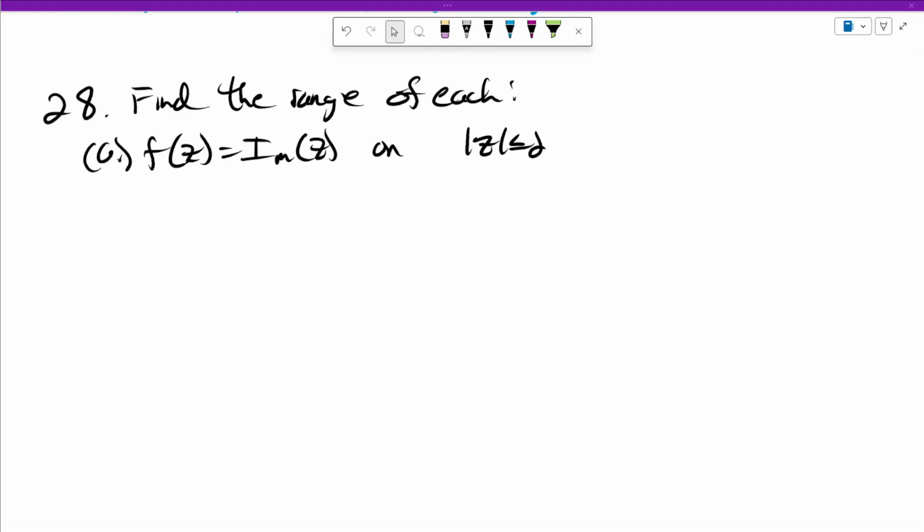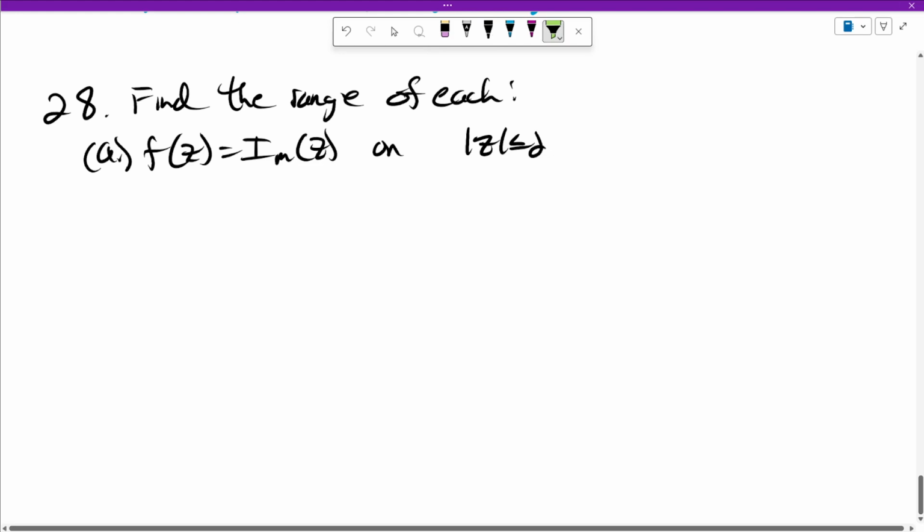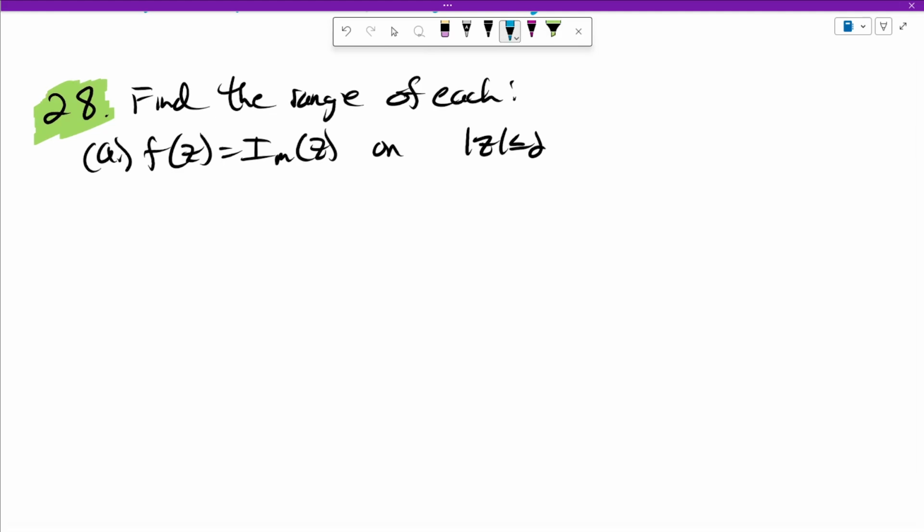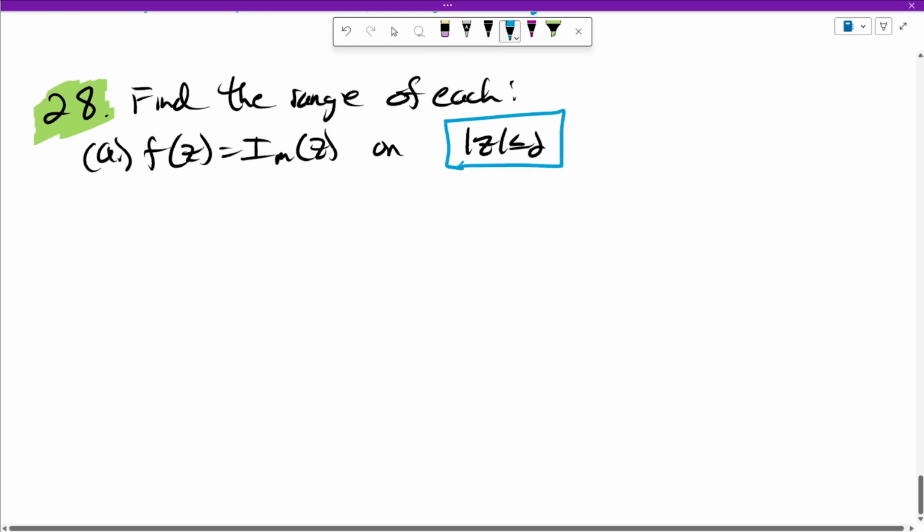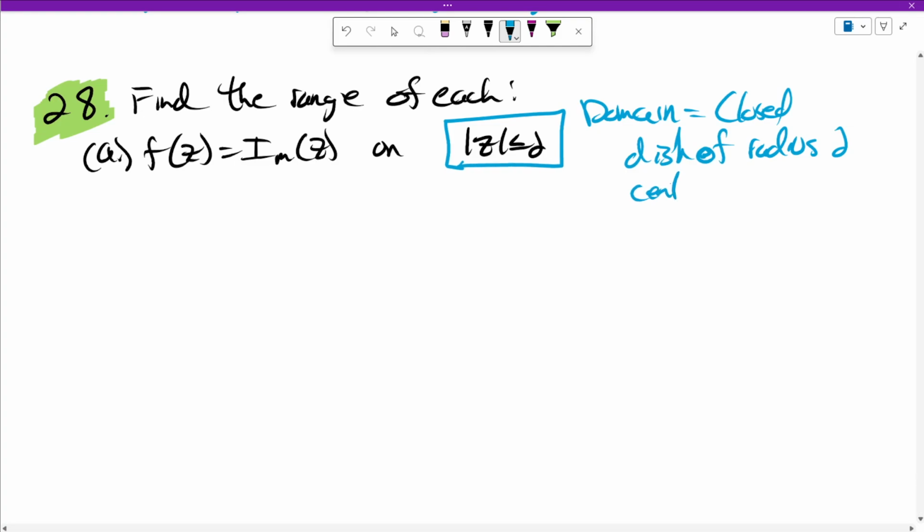In problem 28, we're going to find the domain, well, the range, actually, of some complex functions with a given domain. So for part A, the domain is the closed disk. So let me be clear. The domain is here, and it's the closed disk of radius 2, centered at the origin.